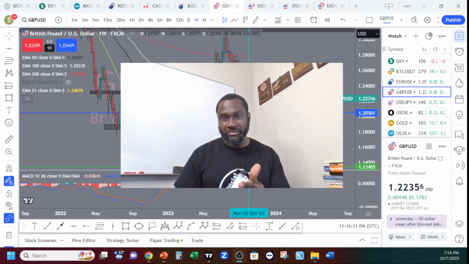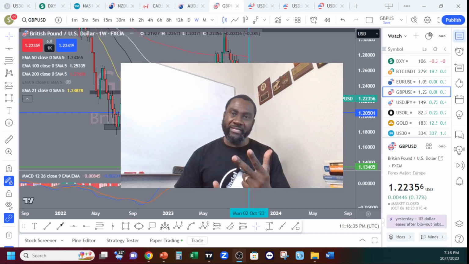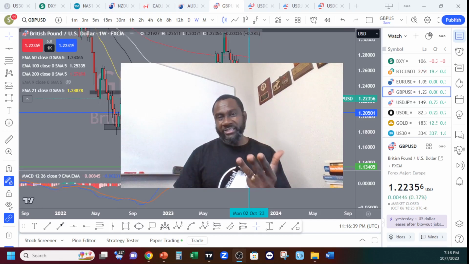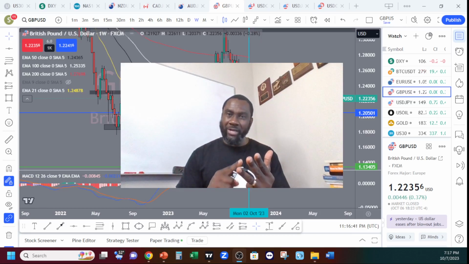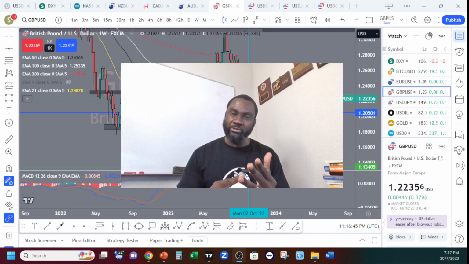That's valuable information. Third is the levels. We need to know the weekly, daily, and 4-hour levels. The fourth thing is entry. What signal do we need? The market will have to tell us when to enter or trade. And the last thing is where to take profit.